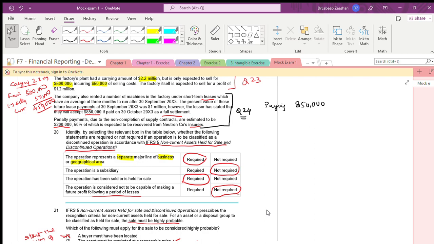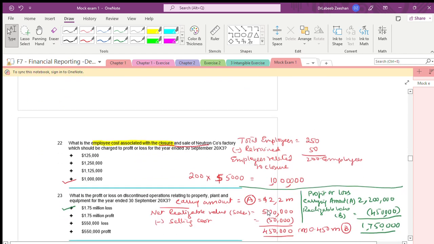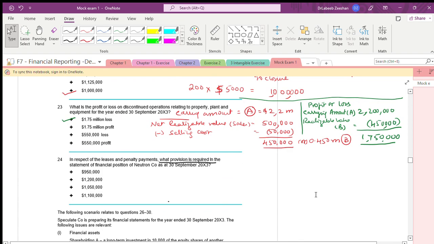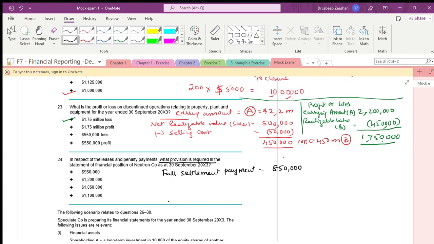However, the lessor has stated that they will accept full settlement payment. How much is that full settlement payment? 850,000. See, they are going to recover from the insurers. Fine, that is the future.